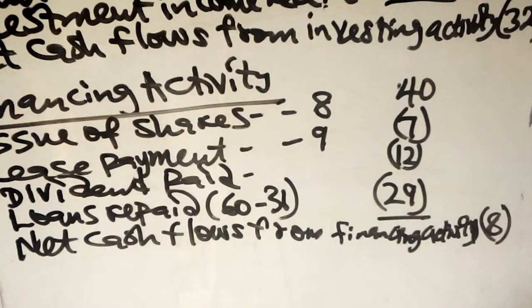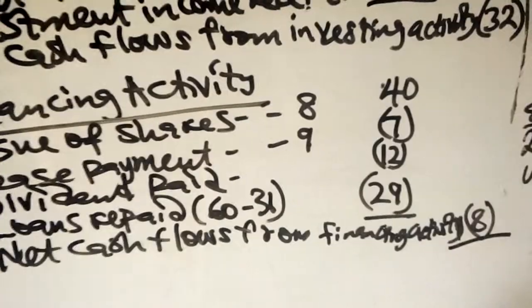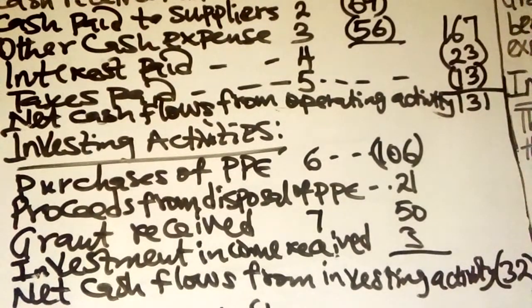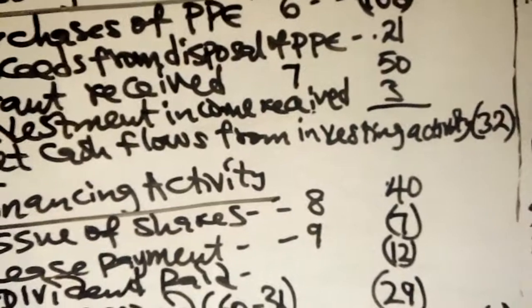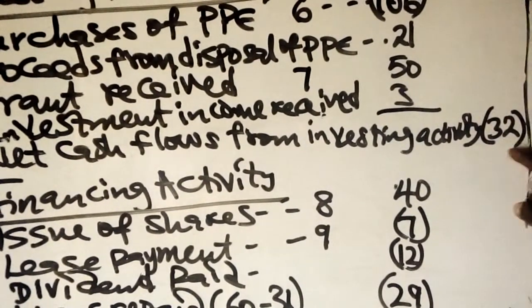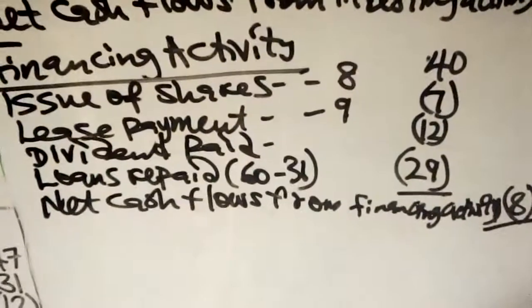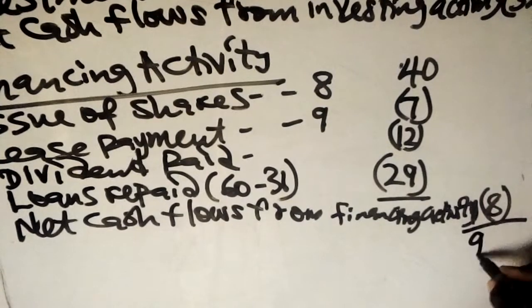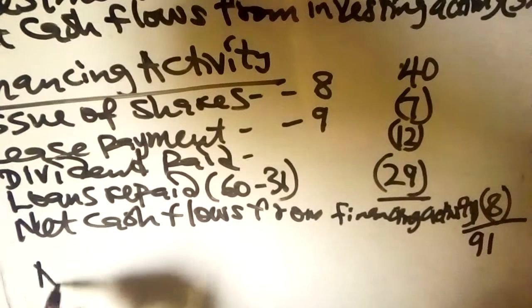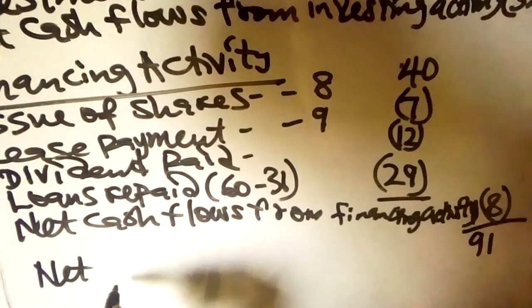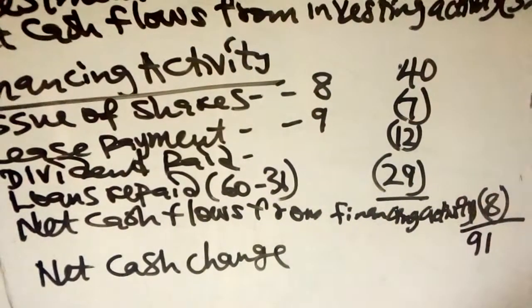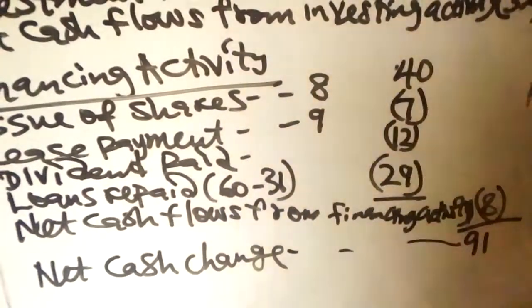So you now take the total of your net cash flows from operating activity, which is 131, minus net cash flows from investing activities of 32, minus net cash flows from financing activities of 8. Then you'll be left with 91. That 91 is your net cash change, or net increase in cash and cash equivalent.